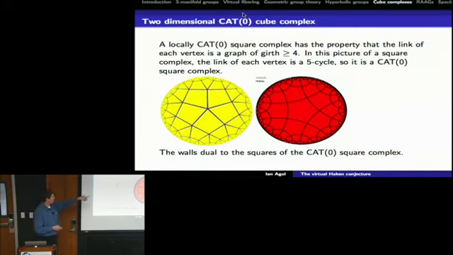So in the two-dimensional case, it just means that the girth of the graph is at least four. You don't see any... if you have a two-dimensional square complex, two-dimensional cube complex, that is locally CAT(0) if and only if the links of the vertices are graphs that have girth at least four. So the hyperplanes, if I insert all the hyperplanes into here, then I get this sort of dual tessellation of hyperbolic space by these pentagons. But the hyperplanes are actually these lines that extend to infinity.